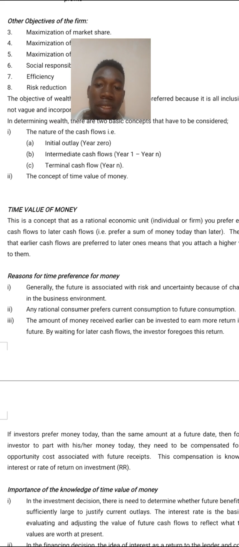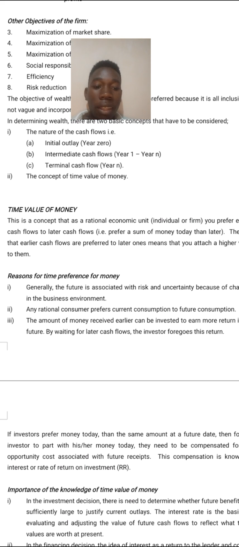For example, if I promise to give you 5 million, you prefer the money now simply because you don't know what's going to happen to me tomorrow. What if I die? What if I fall sick? What if I get an emergency and I use the money and I fail to give you the money? You get? So the risk or uncertainty in the future makes you prefer money now than in the future.